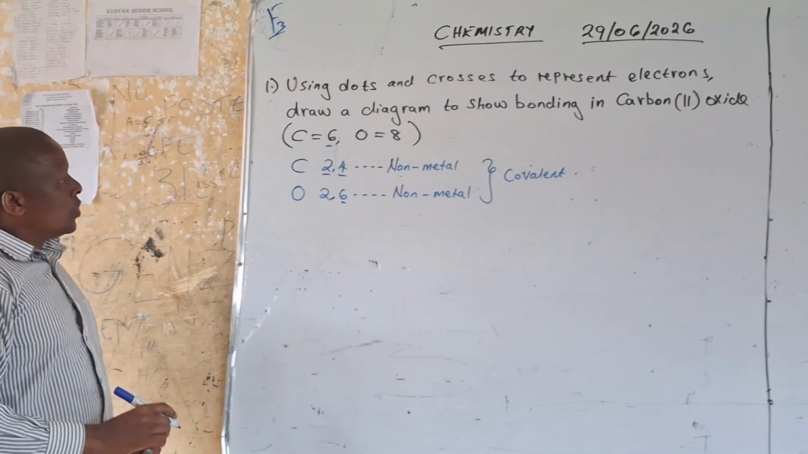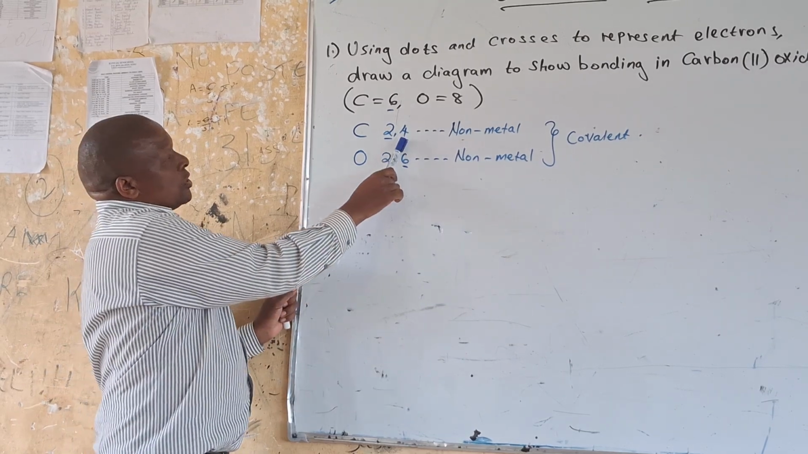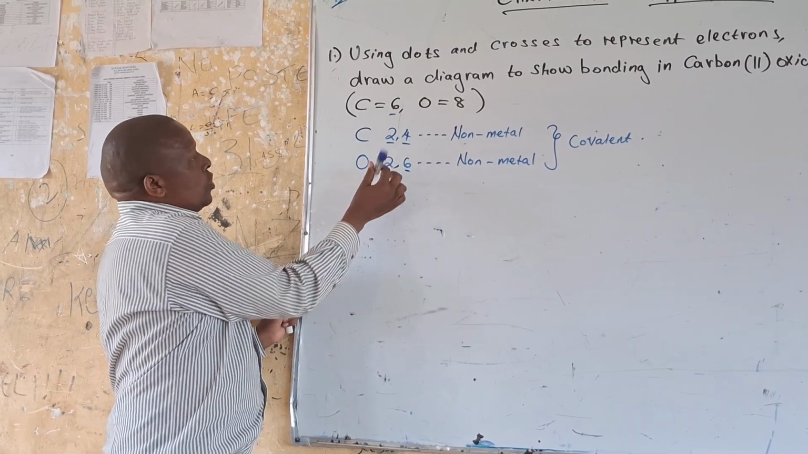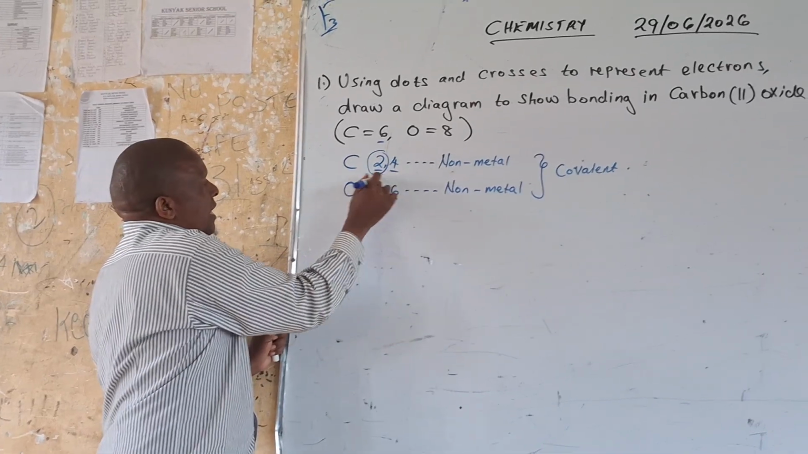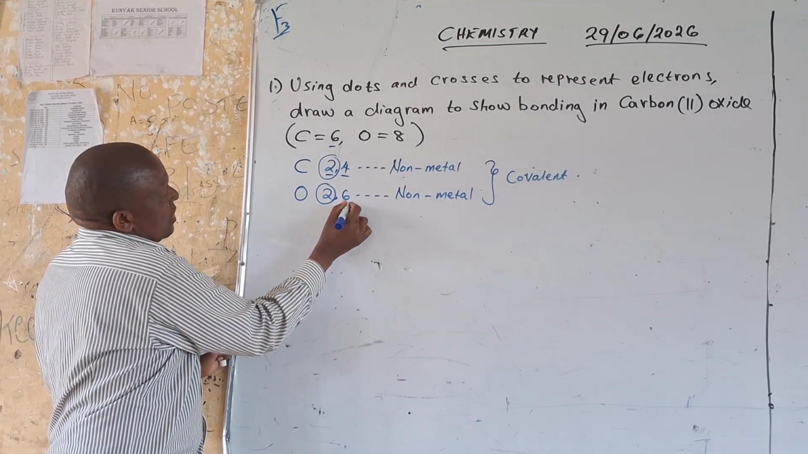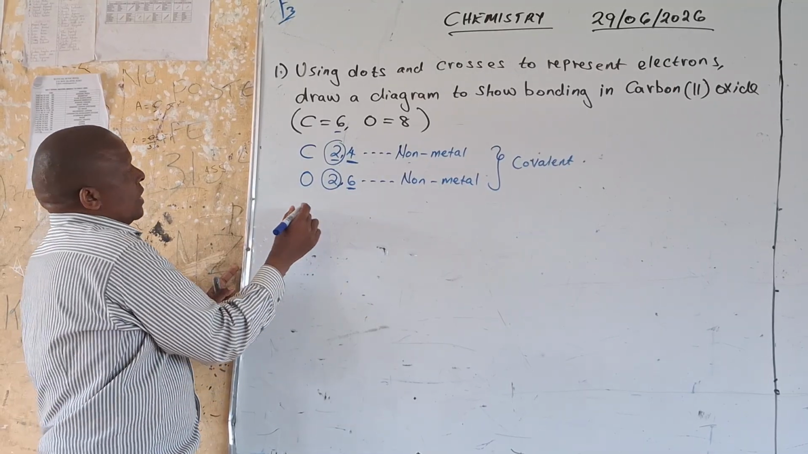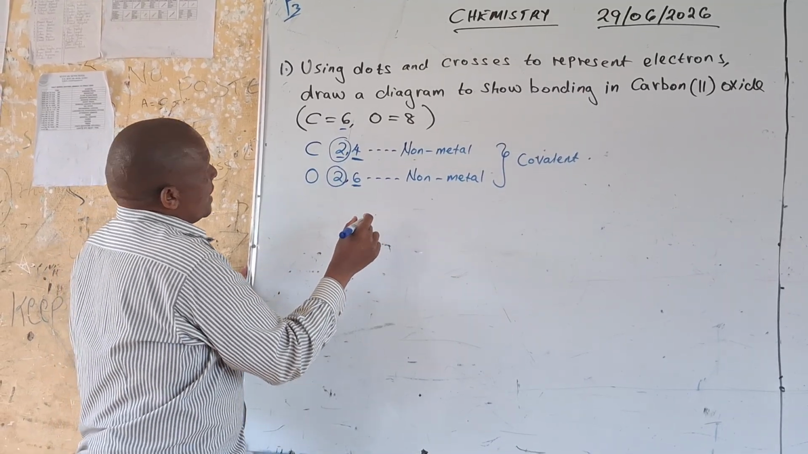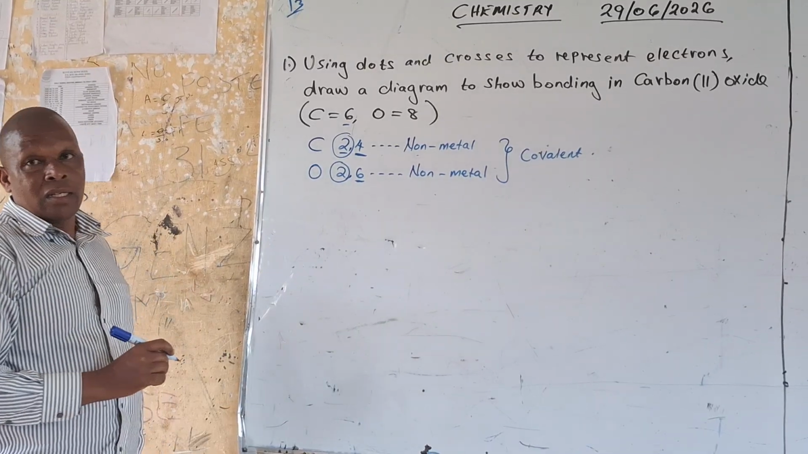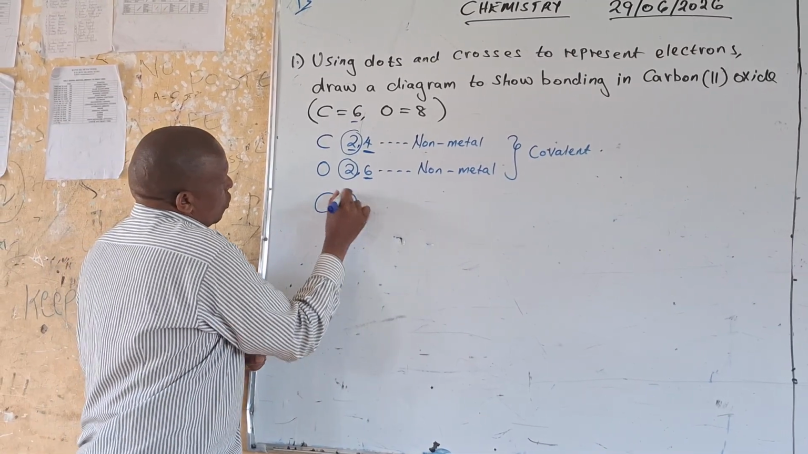Yes. So in covalent bonding, we show only the outermost electrons. We do not show these other electrons here. So we'll omit this and this. Which ones are we going to use? This one and this one. Are we together? Very good. So we'll say carbon 2 oxide. What's the formula of carbon 2 oxide? CO. So the formula of carbon 2 oxide is CO.